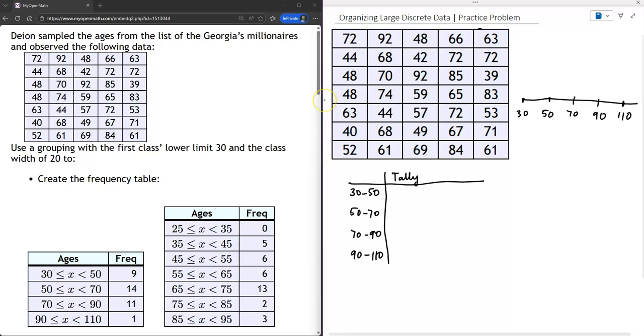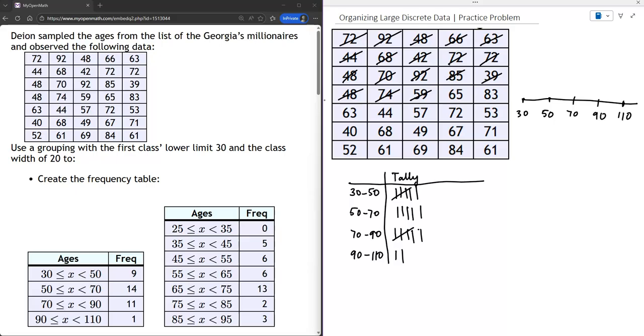Let's start from the data set, right? Instead of looking for all the numbers between 30 and 50, let's go through every element in the data set and find the place for it in this table. 72 goes here, 92 goes here, 48 goes here, 66 goes here, 63 goes here, 44 here, 68 here, 42 here, 72 here, 72 here, 48 here, 70. 70 goes here, not here. 92 here, 85 here, 39 here, 48 here, 74 here, 59.